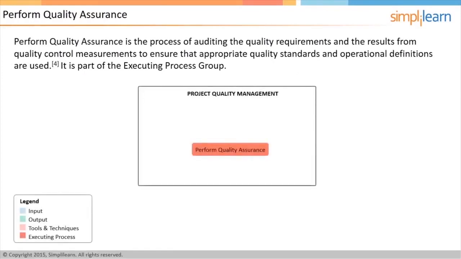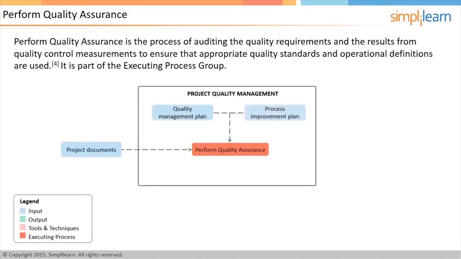Once the quality planning is over, the next process in project quality management is quality assurance, which involves determining whether the standards are being met and the processes are being followed. Therefore, the input for this process is the work that has been completed during the quality planning stage. They are project documents, quality management plan, process improvement plan, quality metrics, and quality control measurements.